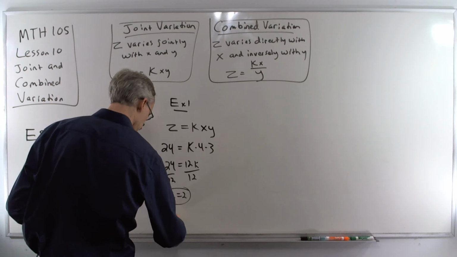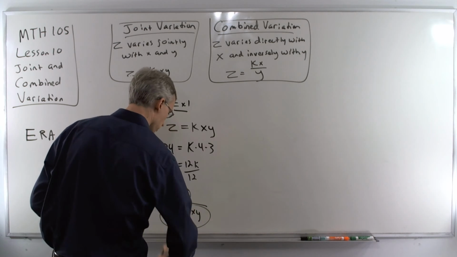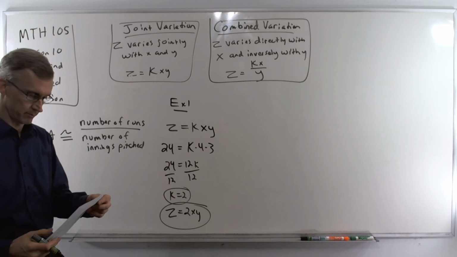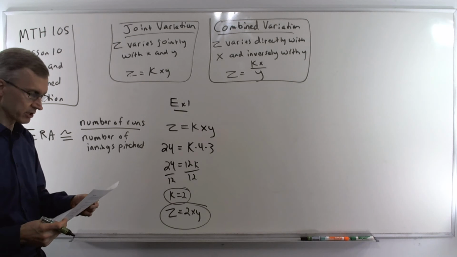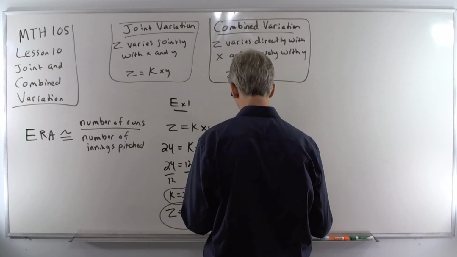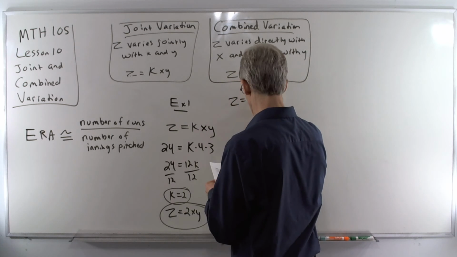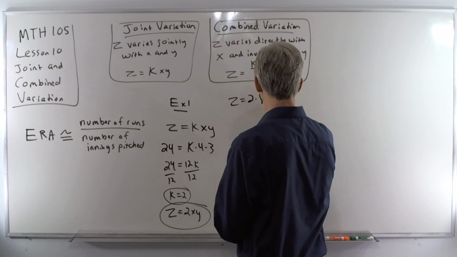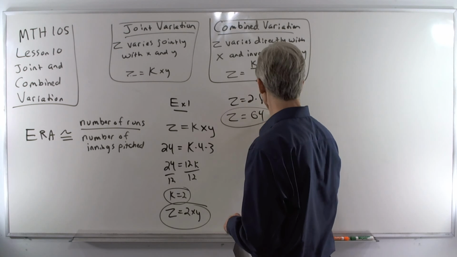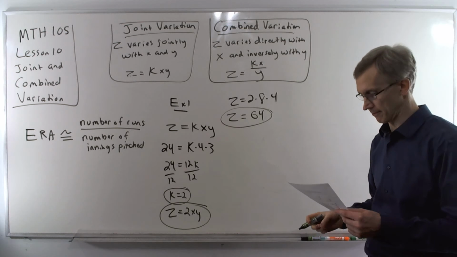We're going to plug it in, just like we did last time. And now, the equation has two variables on the right, z equals 2xy. So there's the equation of variation. Now we're going to find the value of z when x is 8 and y is 4. So we'll plug in, x is 8, and y is 4. So that gives us a value of 64 for z. So very similar procedure to last time.